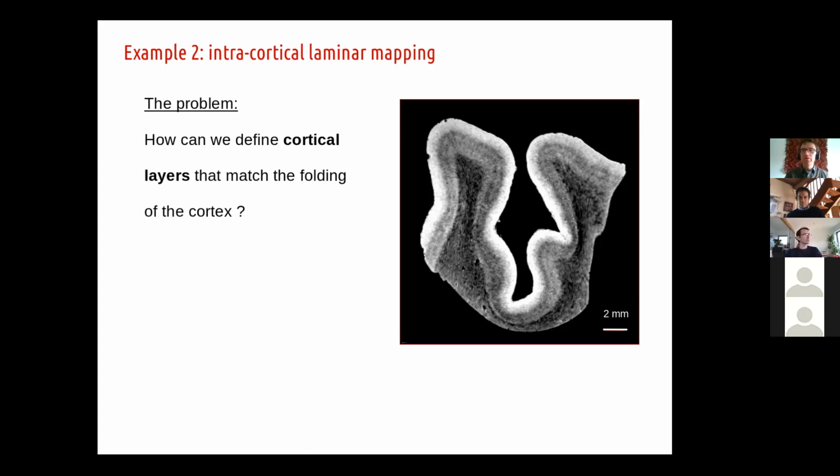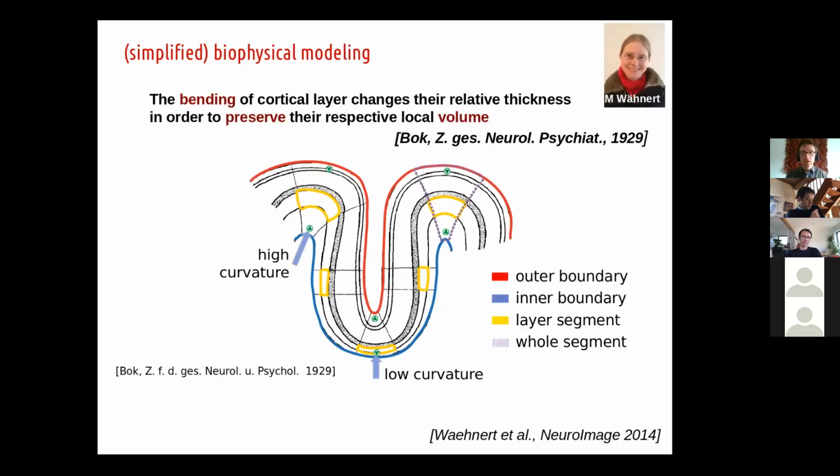But the way it folds means that you have those layers, which here we can see very nicely at that resolution, bending and stretching in different locations. The problem then is, in regular MRI, where we don't see those layers at anatomical scales of 1 millimeter, how do we model those cortical layers? That's work mostly from one of my PhD students, Mirjam Wennert.